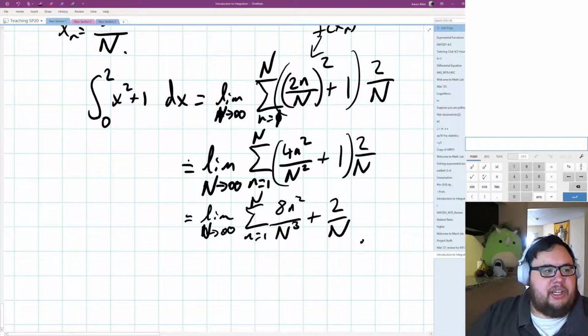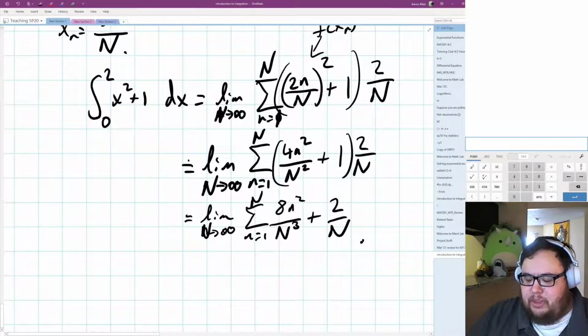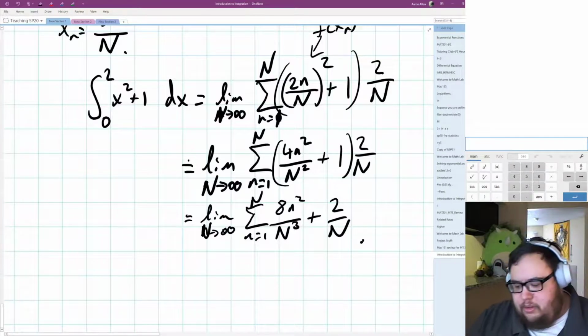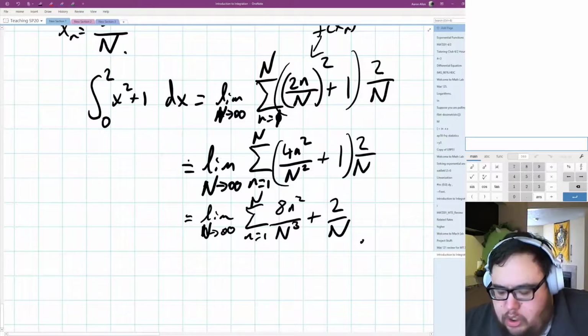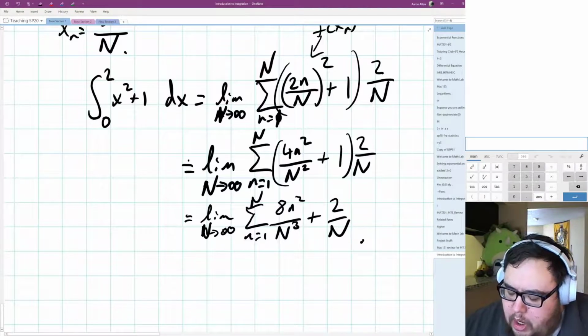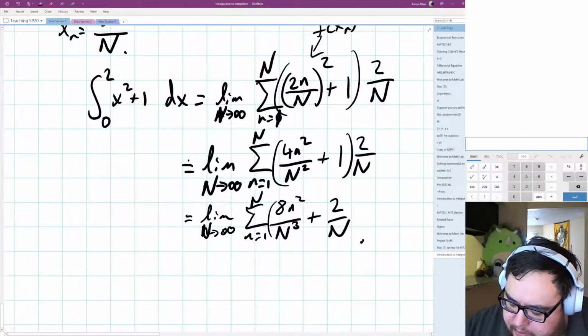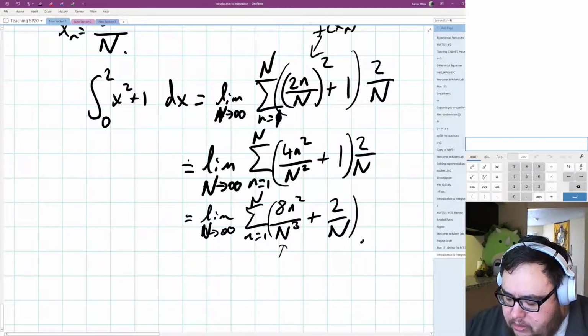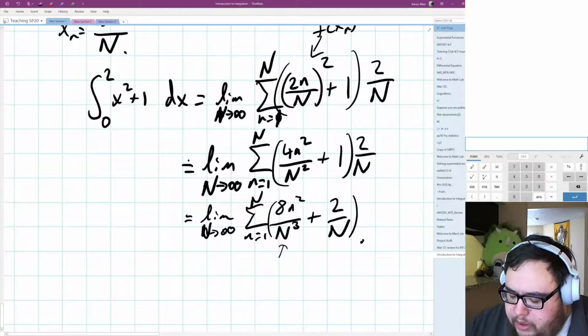And right now, this still seems like a really hard problem. It still seems like we're being asked to add up an infinite amount of things. And that's true right now. Things are sort of a mess, right? So let's see if we can pull anything out of our sums or expand these sums in any real way. One thing to notice here is that we have the sum of two different sequences here, right? We have 8n squared over big N cubed plus 2 over big N, so we can actually split this up into two different sums.